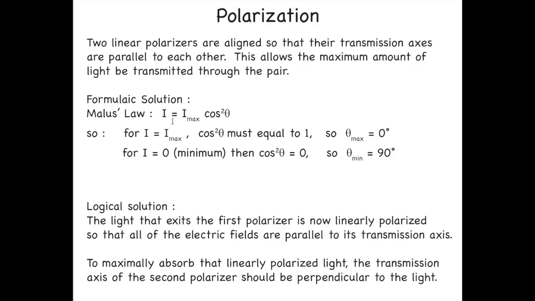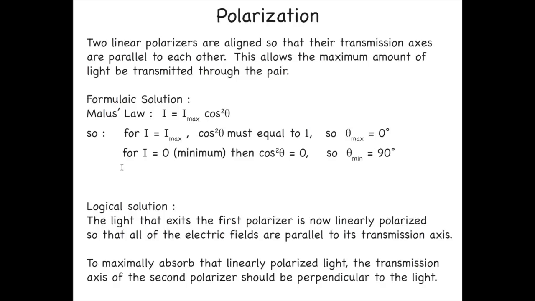So you can easily get to this answer by using Malus's law, right? You see that I equal to I max means that cosine squared of theta must equal 1. So clearly theta is 0, right? And that's what we said. The two are aligned. To get to the minimum, we want I equal to 0, which means we want cosine squared theta equal to 0. And cosine squared theta is 0 when cosine of theta is 0. Cosine of theta is 0 when theta is 90 degrees.